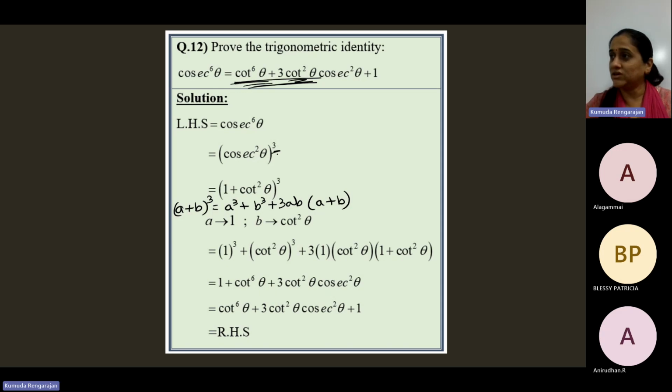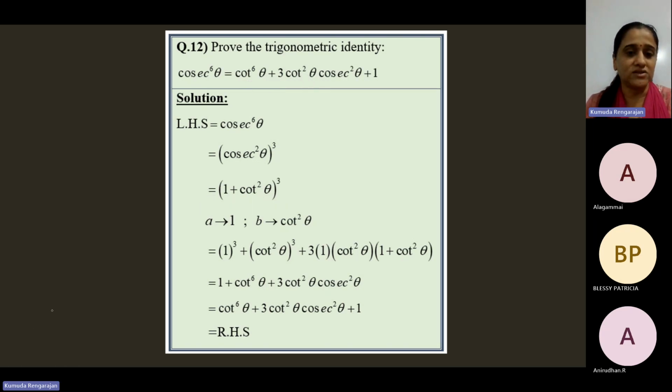So now we have the whole cubed, and we can expand it, a plus b the whole cubed, and you will get these terms. Can you see this is something like 3a square b? Okay, so this is the left hand side. Write it like this: cosecant square theta is 1 plus cot square theta, the whole cubed.